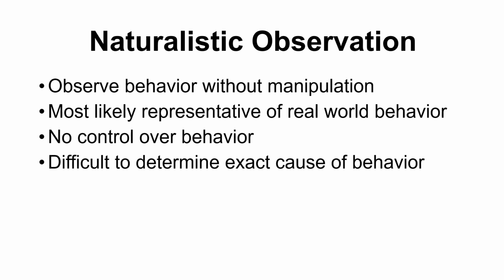Now, the benefits there are great. You get to see that representative real-world behavior, but we do have to consider the downsides of this. So the cons of naturalistic behavior include the fact that we have no control over that behavior. So you can't get them to do a particular action, you just have to wait for things to happen. It's also very difficult to determine the exact cause of a behavior because you're not experimentally manipulating that situation. So we can't make any causal conclusions.